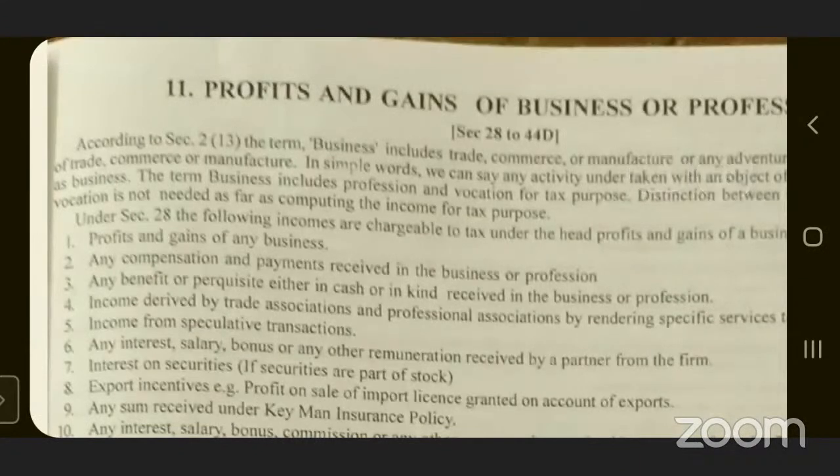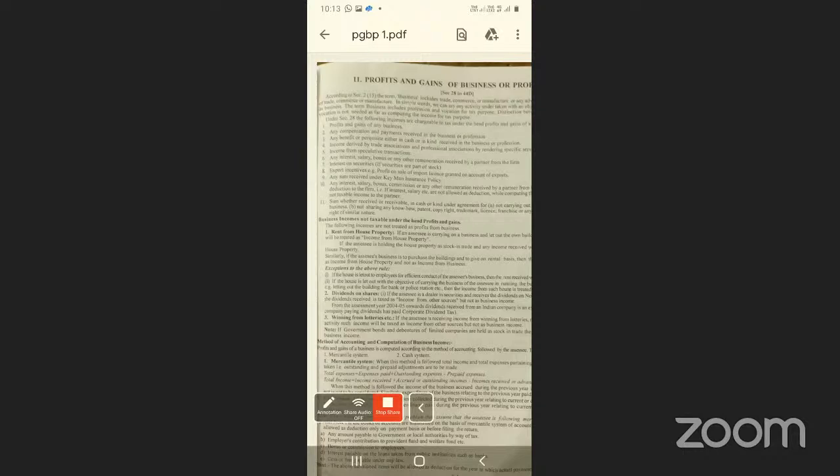As usual, profit and gains of any business will obviously come under this category. In addition to that, any compensation and payments received in the business or profession. As a part of business, sometimes we may receive any payment or compensation arising out of business or profession. Means once we are leaving a particular business in a particular location, we may receive some amount from the other party. So that also comes under the head profit and gains of business or profession. Not only that, any benefit or perquisite, whether in the form of cash or in kind, received in the business or profession is also considered as income from business or profession.